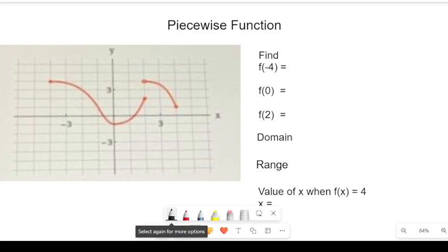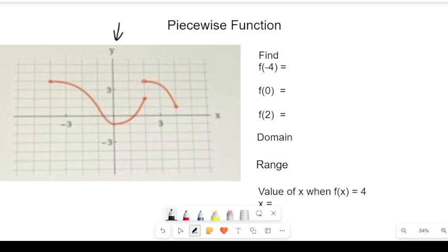Hi, in this video we're going to learn about piecewise functions. A piecewise function consists of multiple sub-functions that are graphed together. So here's an example of a piecewise function. Now, we're going to evaluate this piecewise function.